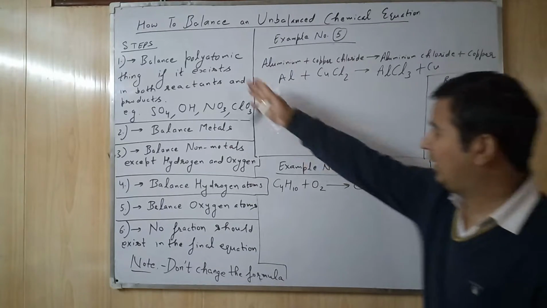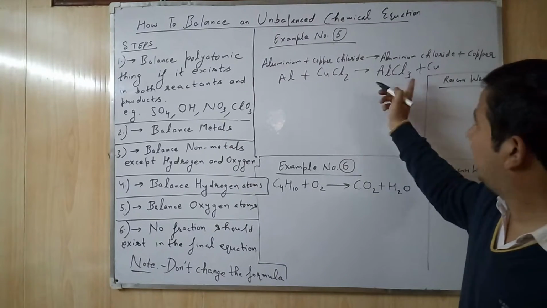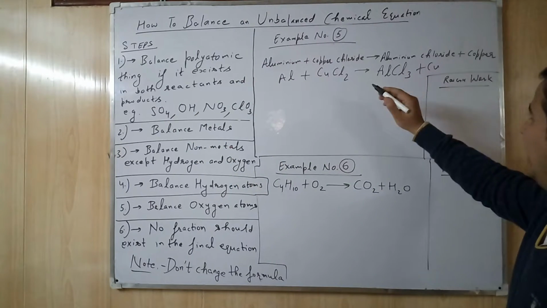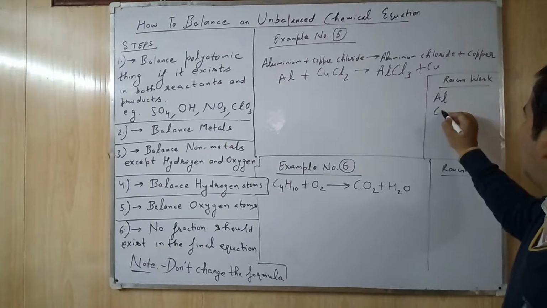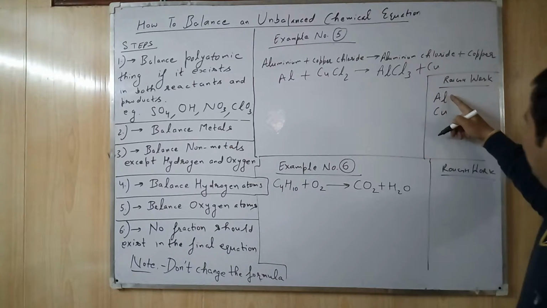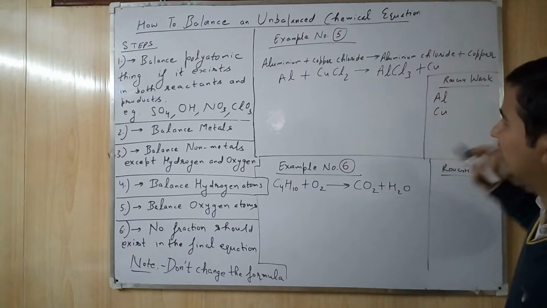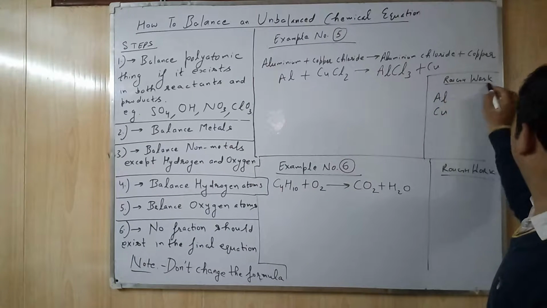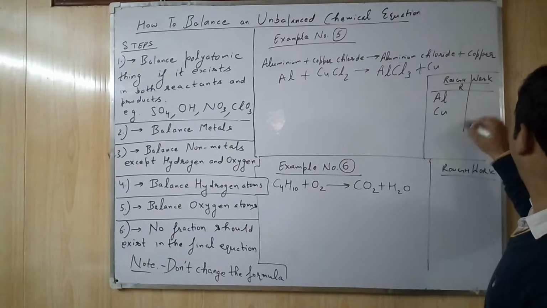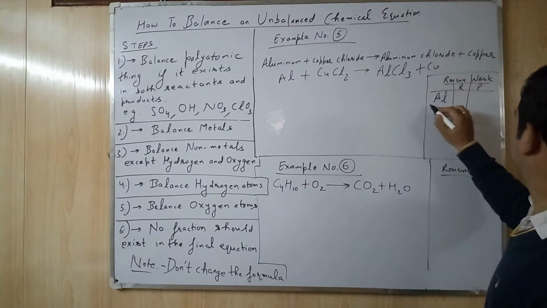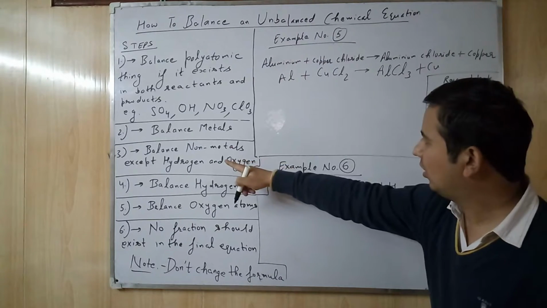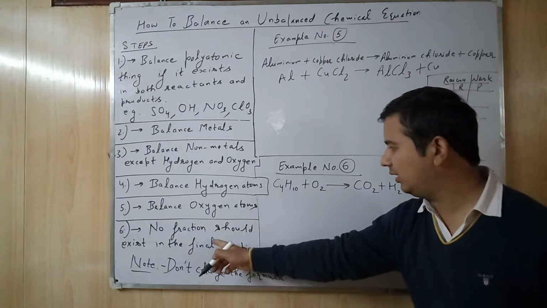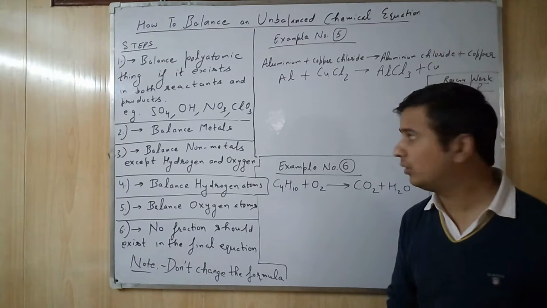Now you have to apply these rules. There is no polyatomic ion here, so I can skip this. Metals: we have aluminium and copper, that's it. Aluminium comes first, then copper, remember it. Here in the rough work I will write reactant and product. Next step, non-metals: chlorine. Then no hydrogen, no oxygen, and this will be the end step, as I told in the previous lecture.